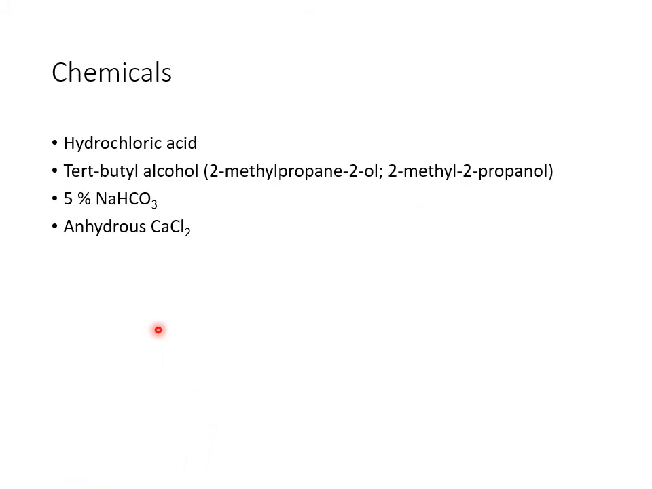So the chemicals needed for this reaction are listed here, right? We need hydrochloric acid, of course, as the source of the nucleophile. The tert-butyl alcohol, its IUPAC name is 2-methylpropan-2-ol or 2-methyl-2-propanol. This is actually more IUPAC. This is more of a conventional way of writing it, right? Because it's easier to pronounce. You need 5% sodium bicarbonate, and you need anhydrous calcium chloride.